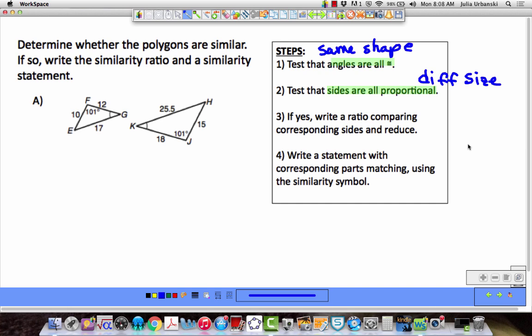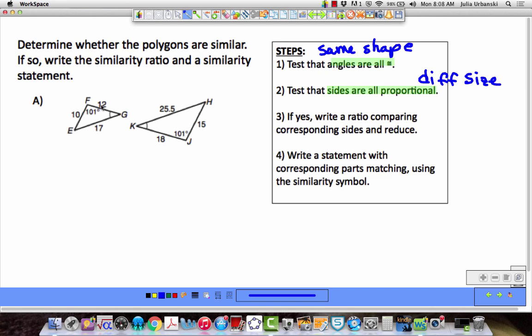All right, here we go. Same shape, checking for all angles are congruent. 101 is congruent to 101. That's given. This angle is congruent to this angle, that's given. Two pairs of angles are congruent. Do we know that E is equal to H?